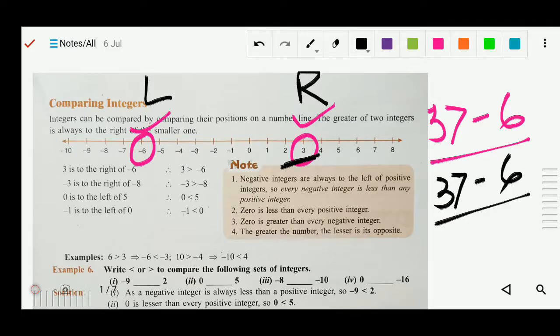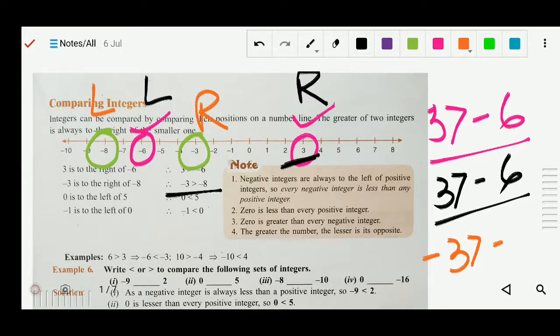Understood? Next you can also check -3 and -8. Where is the -8? You can see -8 is here. Where is the -3? -3 is here. So this one comes at the left side and this one comes at the right side. Who will be greater? Of course the right side. So -3 will be greater than -8. Understood? So what you have to keep in mind is, the number that comes at the right side will be the greater number.